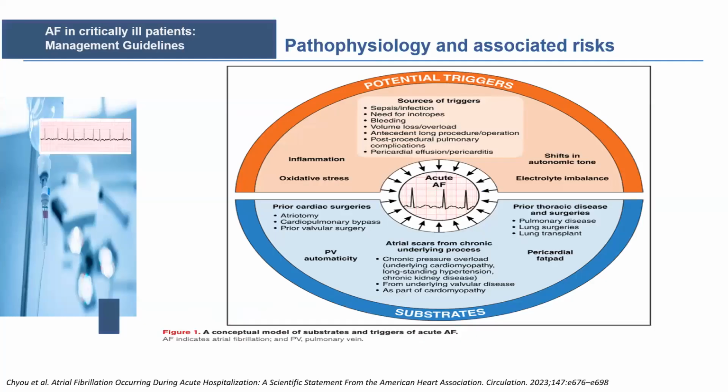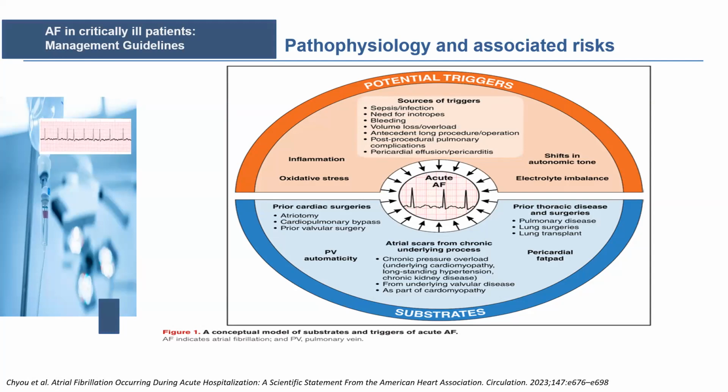This model, which is also applied in the general AF incidence population, is also applied for the critically ill. Usually there is a substrate; the patient has a substrate. This substrate could be due to chronic factors like volume overload, cardiomyopathy, hypertension, any associated valvular disease, or pulmonary disease. All these conditions lead to anatomical remodeling of the atrial myocardium, and a scar starts to form within the tissue.